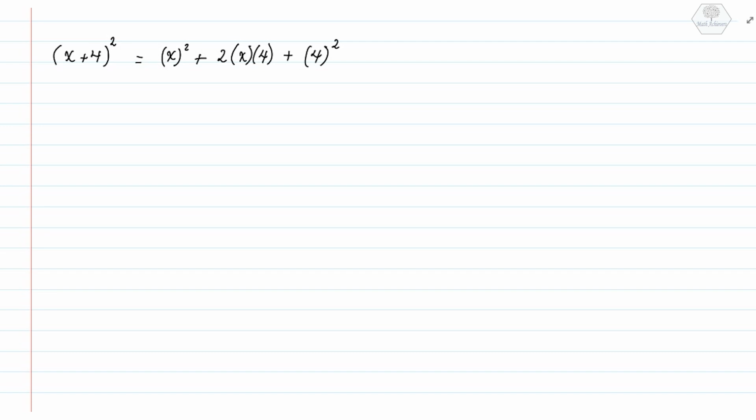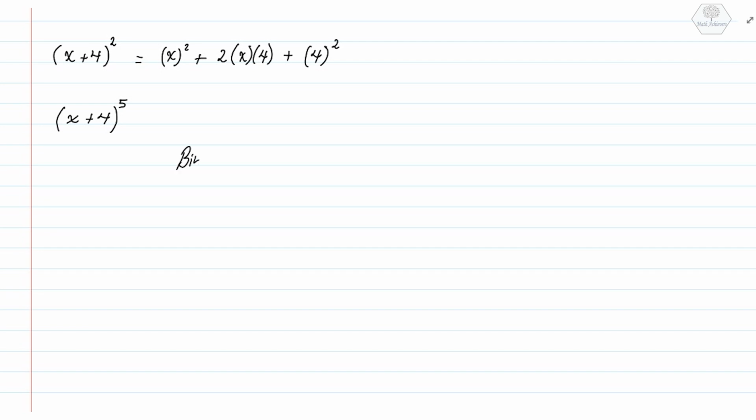It's easy to expand this expression, but what if we have an expression like (x + 4) to the power of 5 or to the power of 6? Maybe I can expand it if it's to the power of 5, but what if it was to the power of 12 or to the power of 13? So to expand such expressions, we need to use the binomial theorem.